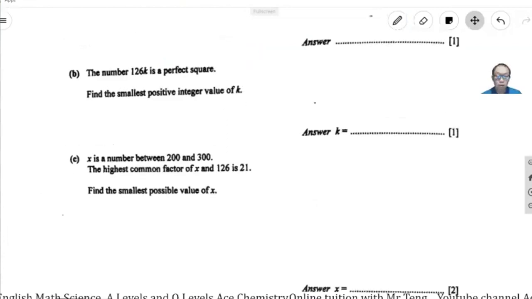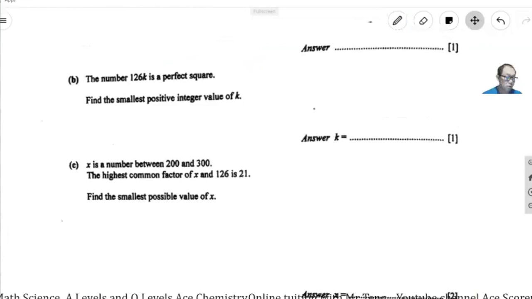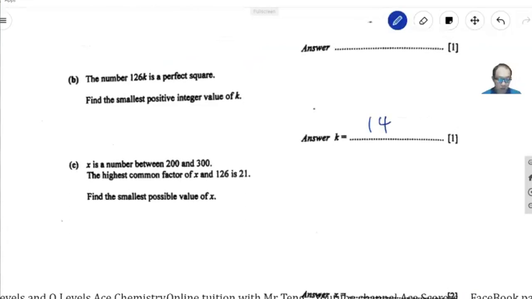Okay, so what is the positive value of k? We should get 14. Do you get k equals 14 for this one? Yes, yes. Okay, next, C. Anyone needs me to go through B? Perfect square. No need, right?